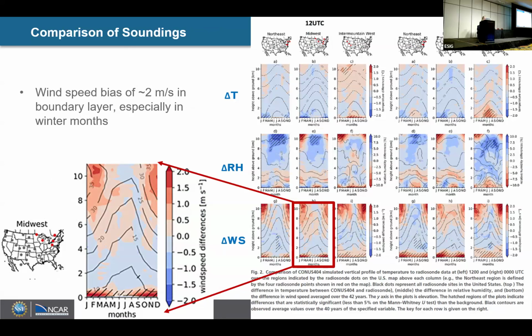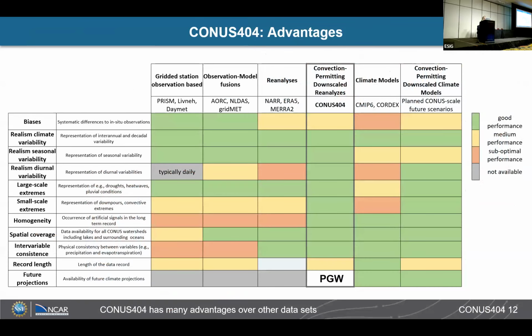Also, if you can figure out where some of these biases are coming from, one should be able to use some sort of machine learning to correct the biases on a daily, monthly, whatever type of cycle you want.